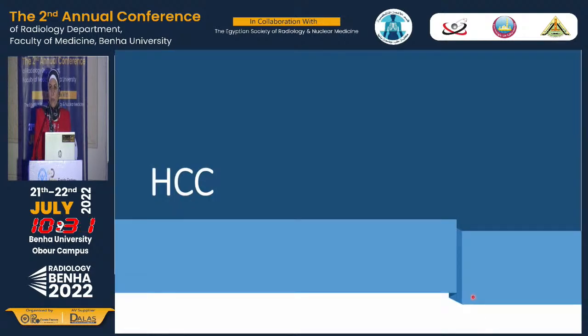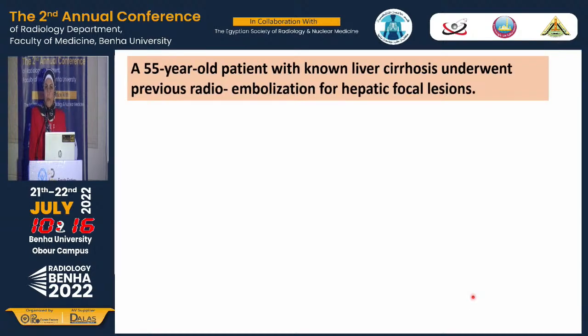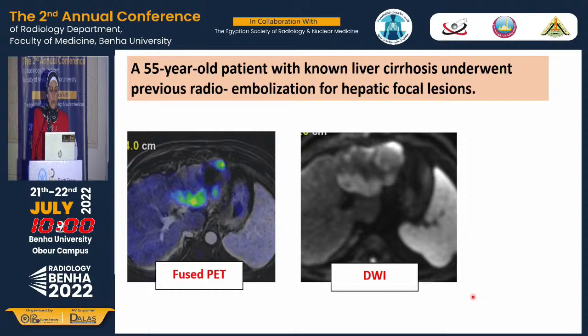Let's move to another example, which is HCC, and it's a dilemma in evaluation by the PET imaging, because well-differentiated HCC, as we all know, is limited by PET-CT as it has no uptake on the PET images. And also for local regional treatment, this is another dilemma where PET-CT can't be very helpful in evaluation of local disease. Let's see this patient with previous liver cirrhosis who underwent a previous radioembolization for a hepatic focal lesion coming for assessment.